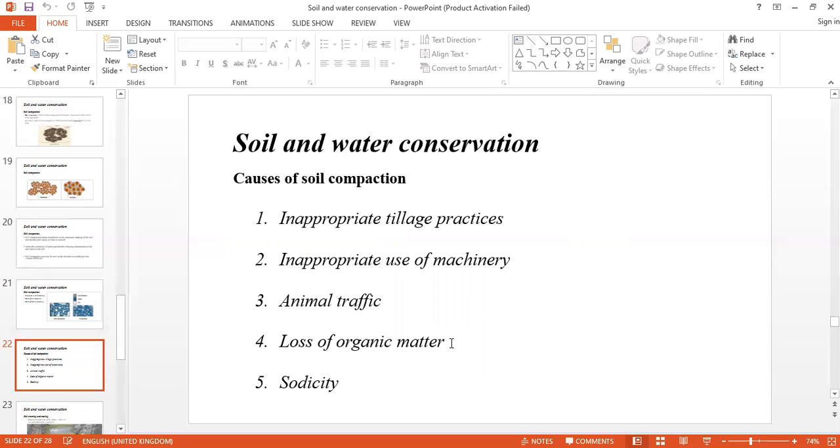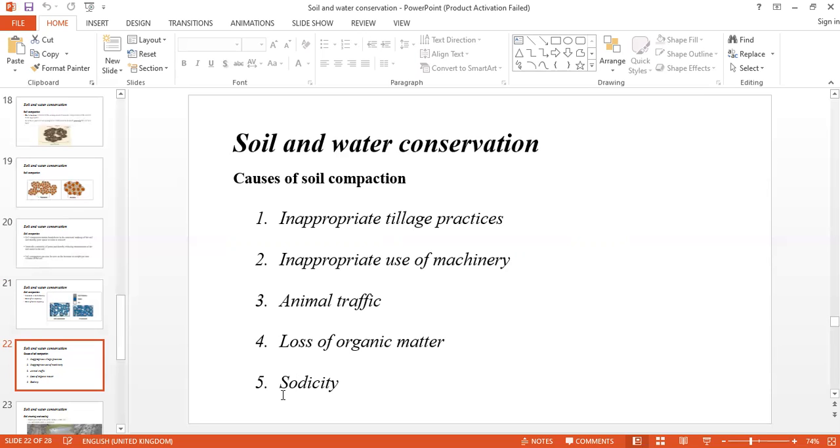Then, of course, if you have loss of organic matter, you are not able to build the structure of the soil, because organic matter acts as a cementing agent. If you don't have the organic matter, it means that your soil will start to lose its structure and it will start to compact.